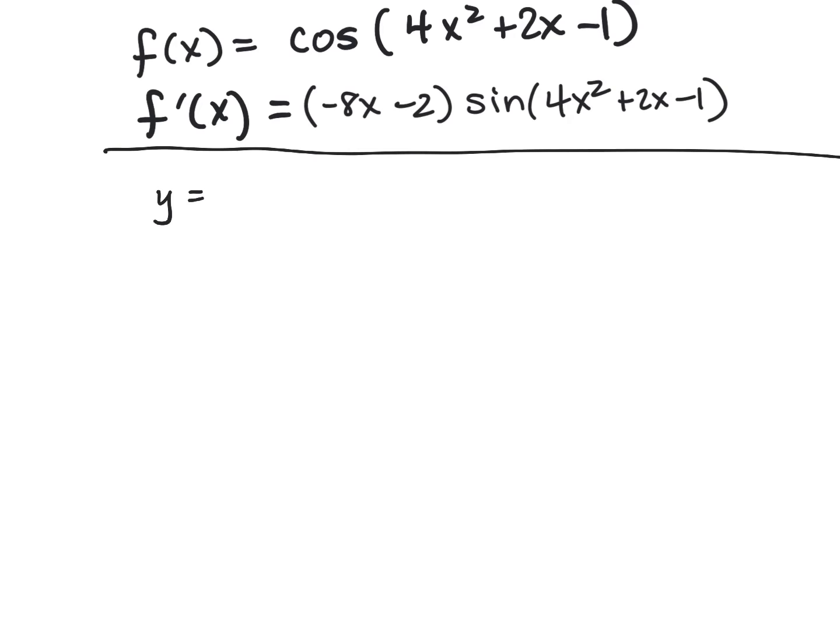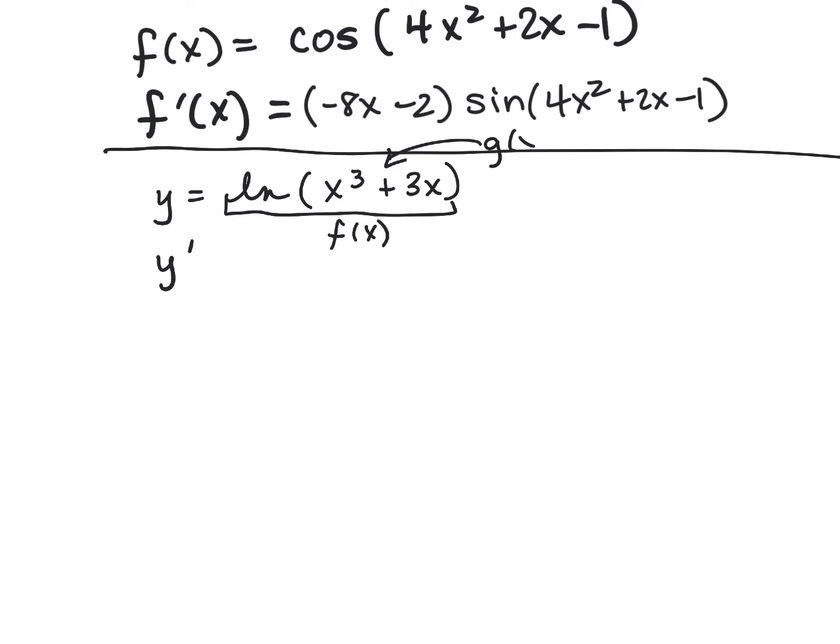What if y equals the natural log of x cubed plus 3x? This one, we cannot swing anything to the front, can we? So this one, we have to actually use the derivative. But this is chain rule, isn't it? It is already in f of g form. So this would be f of x, and this chunk would be g.